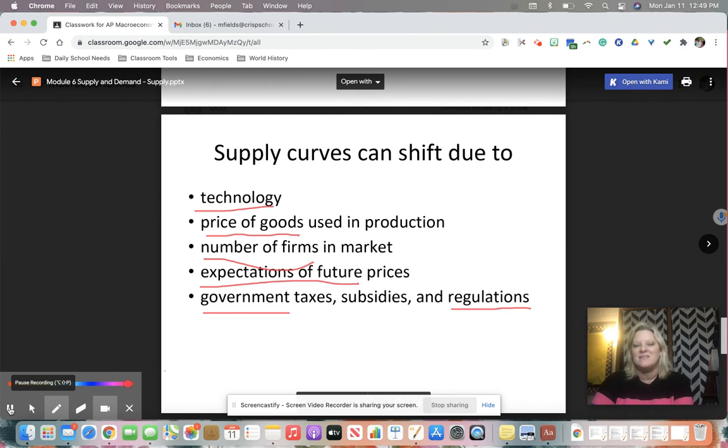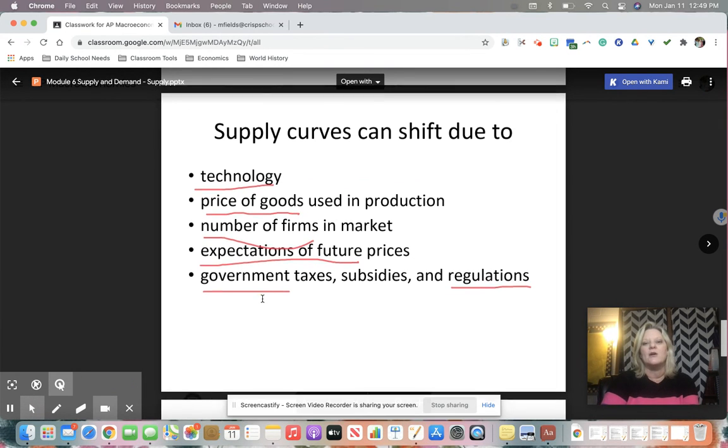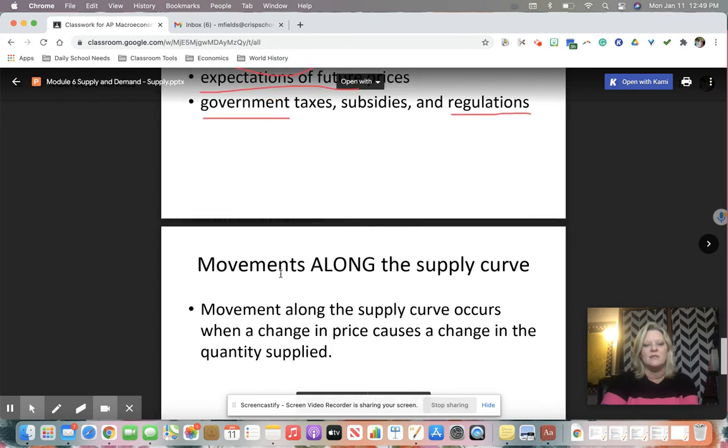If they give subsidies, a subsidy is, I call it a gift of money to a business. A subsidy is when our government gives a business money to help them compete in the market. And so if the government were to give a subsidy to bicycle producers, then they would obviously produce more bicycles. So supply curves can shift due to these things.